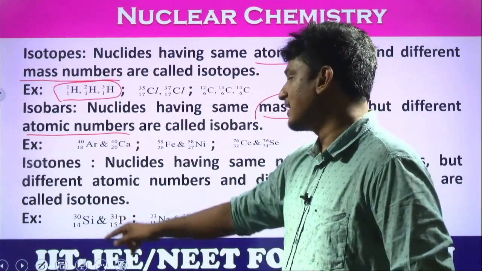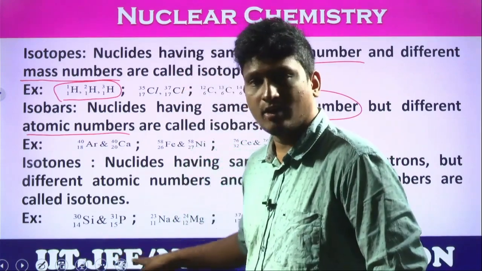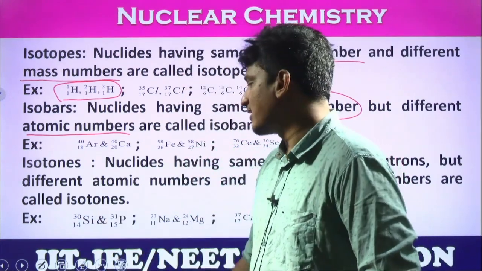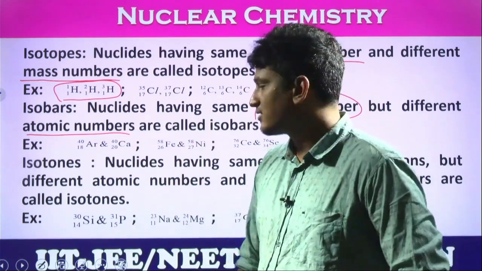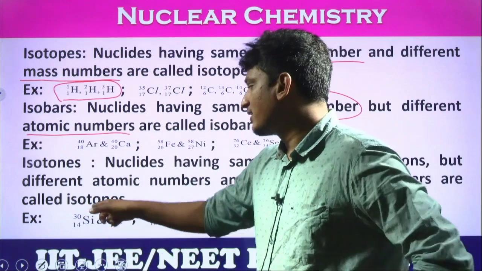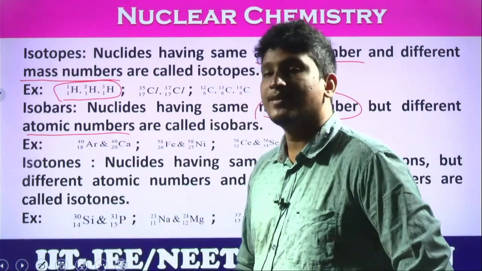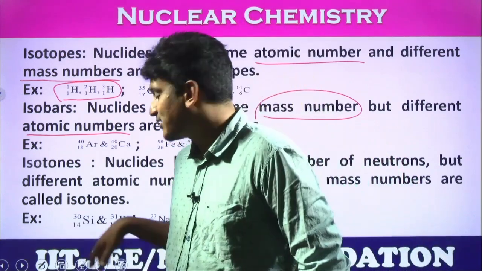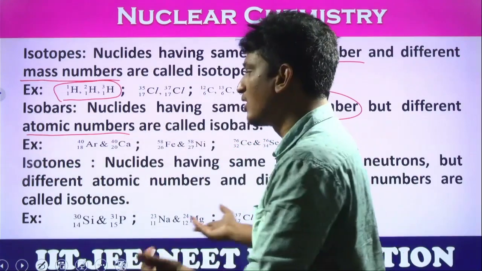Look at silicon and phosphorus. What is silicon's atomic number? 14. Phosphorus, 15. Different atomic numbers. Silicon's mass number is 30, phosphorus 31. Different mass numbers also. How to find the number of neutrons? Mass number minus atomic number. 30 minus 14, how much? 16 neutrons. 31 minus 15, 16 neutrons. Understood? These two particles have the same neutrons or not? This is one more classification called isotones.